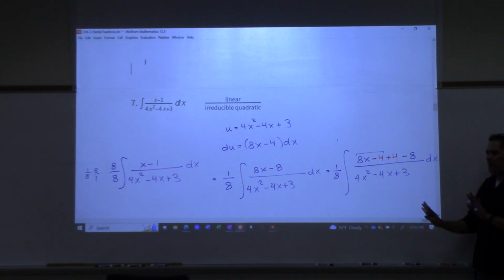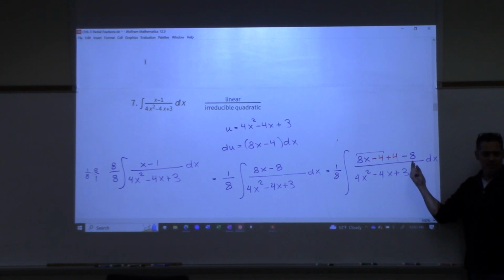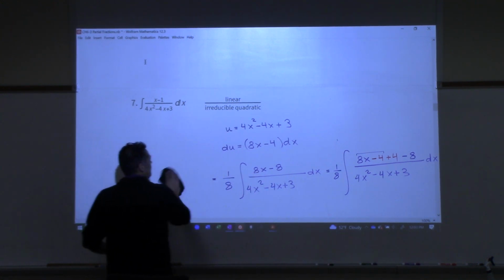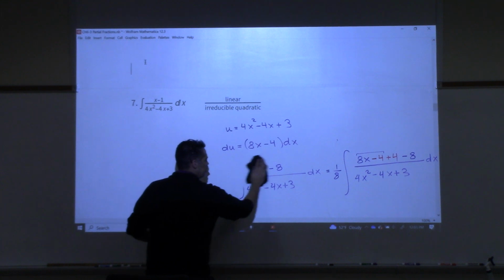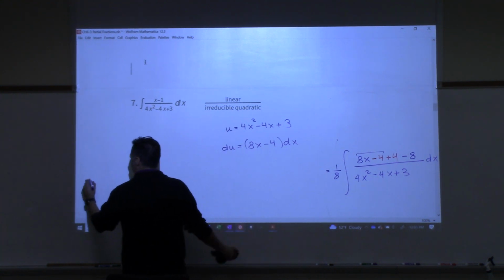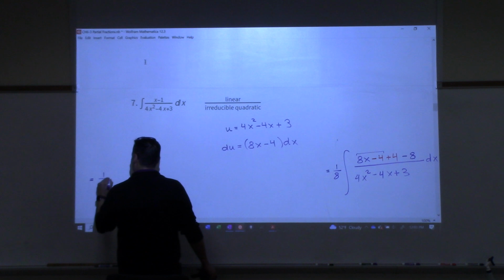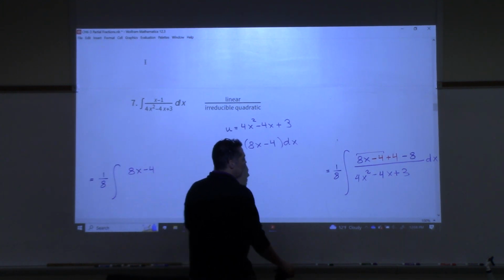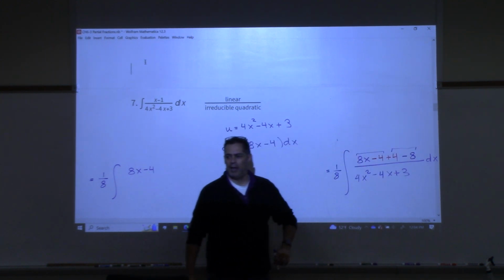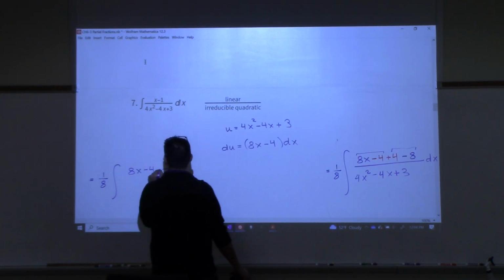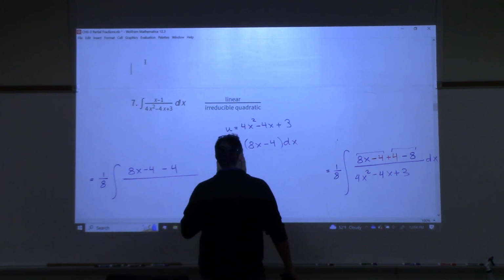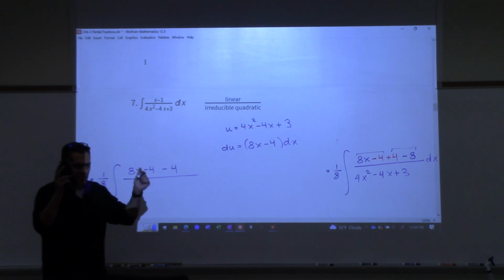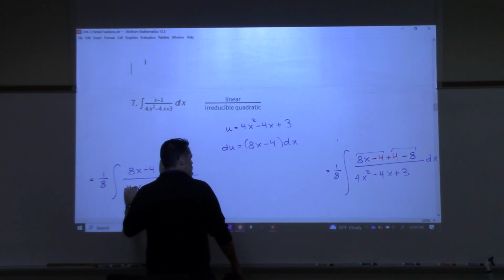But there's a catch. I still have some stuff over here to deal with, don't I? Well, that's okay. I'm going to deal with it. It won't be a problem. All right, rewriting it. Here's where we are. I'm going to continue. So our integral looks like this. 1/8 integral. I've got 8x minus 4. Then when I put these two together, I get minus 4 again, right? Now, I realize some of you saw way earlier that the minus 8 could be written as minus 4 minus 4. Maybe you saw that. It doesn't matter. Let's just keep going. If you didn't see it, I don't want to confuse you.